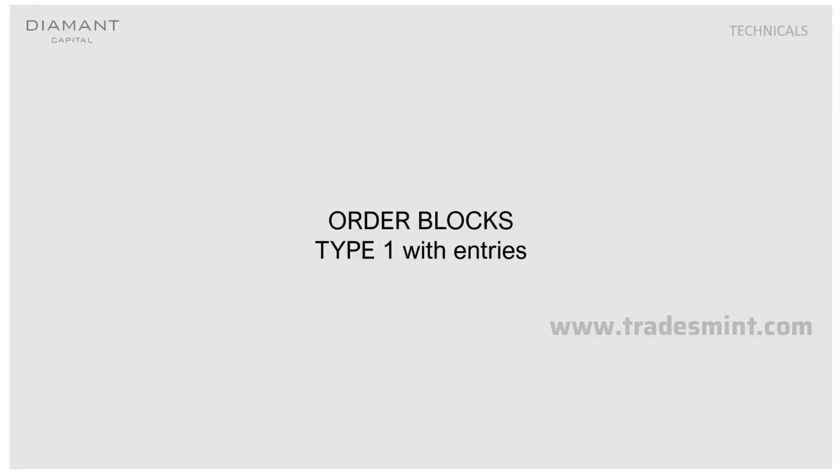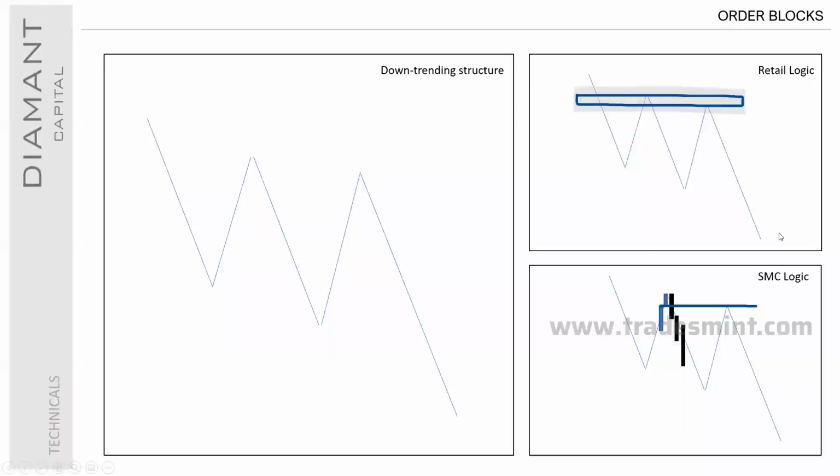Moving on from the last lesson where we talked about institutional order flow, what I mentioned in that video is order blocks, and we've got different types. Me personally, I would break it down into 3 different types. I'm going to look at type 1 with entries, and for every single one it's about how you enter, where you put stop loss, and where you put take profit. But yeah, let's just get into it.